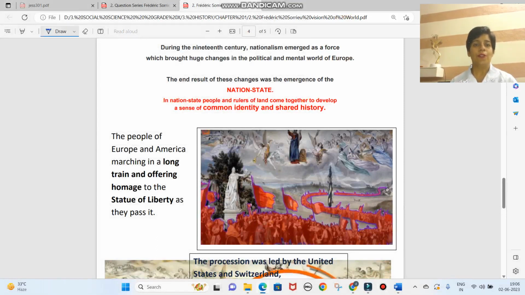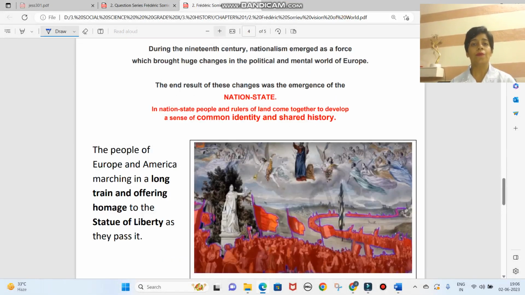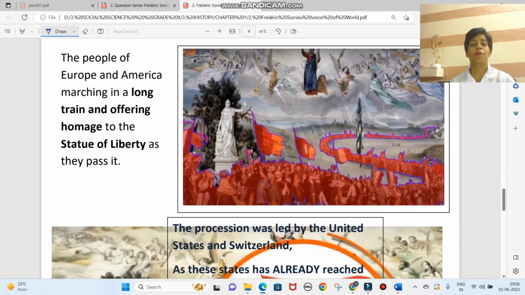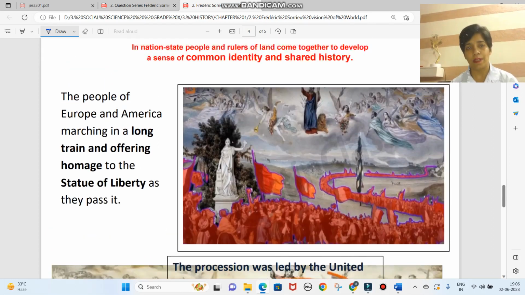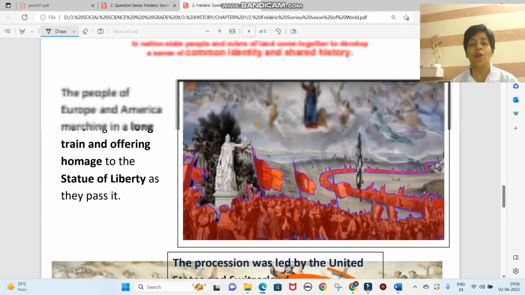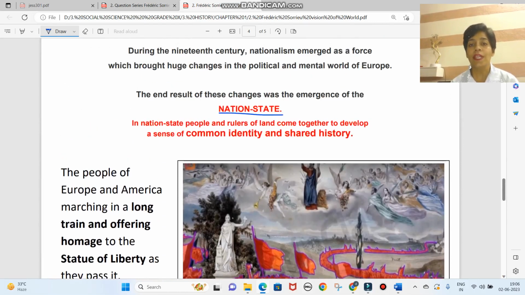Okay, so continuing with the same topic, here we can see in the picture that the people of Europe and America are marching in a long train and offering respect and homage to the Statue of Liberty as they are passing by it. They all are heading towards making themselves a nation state.